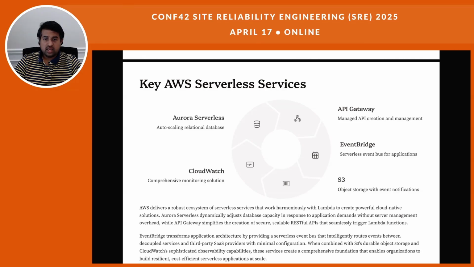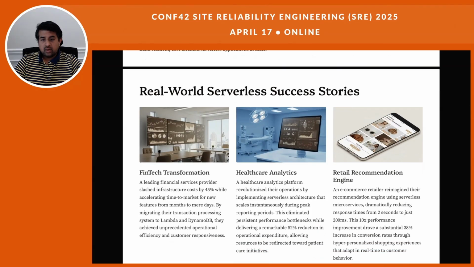So additional benefits and data points to consider would be simplified microservices architecture, cost optimizations, increased development velocity, enhanced security, and streamlined CI/CD pipelines. By leveraging these comprehensive ecosystems, organizations can build highly scalable, cost-effective, and resilient serverless applications that drive innovation and business growth. Let's take a look at the real-world success stories.